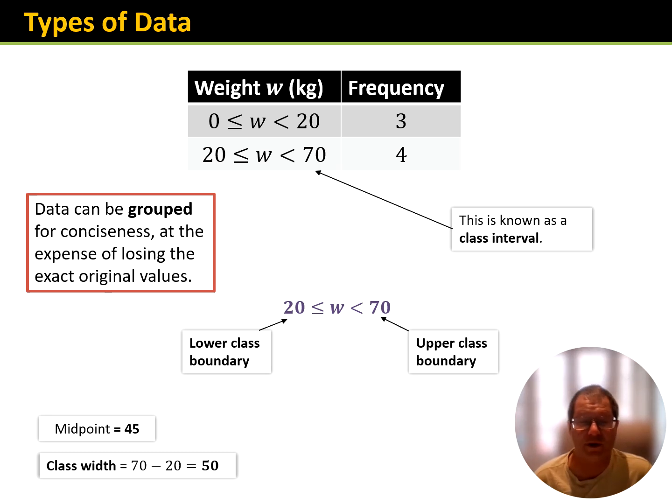Alternatively, you could work out the class width, as we'll do in a minute, which is 50. If you halve that, you get 25. So the midpoint is 25 more than 20 and 25 less than 70. And yes, the class width is simply the width of the class, as its name suggests. So if the upper class boundary is 70 and the lower class boundary is 20, then the class width is 50.